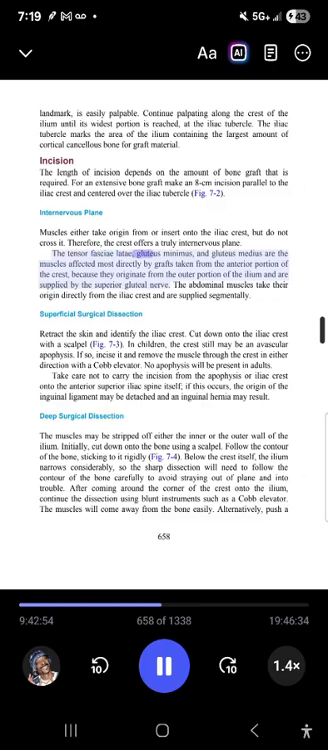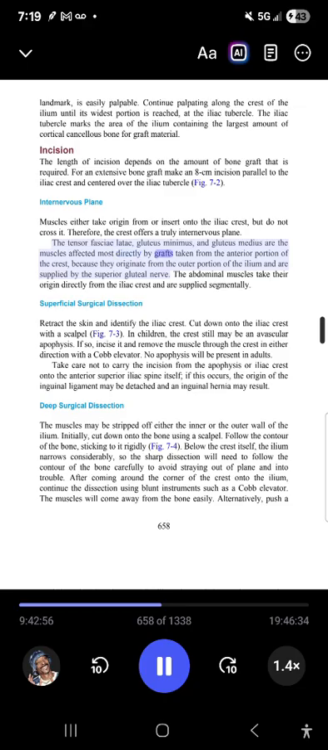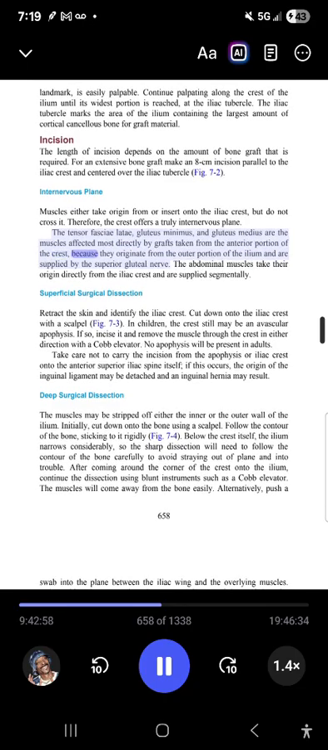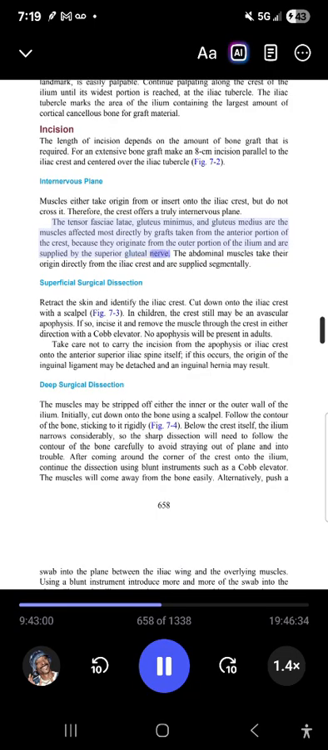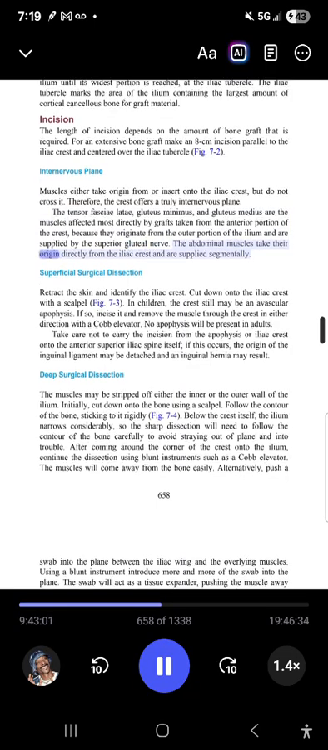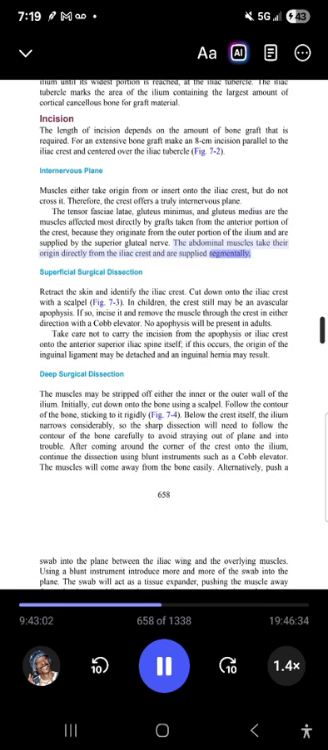The tensor fasciae latae, gluteus minimus, and gluteus medius are the muscles affected most directly by grafts taken from the anterior portion of the crest, because they originate from the outer portion of the ilium and are supplied by the superior gluteal nerve. The abdominal muscles take their origin directly from the iliac crest and are supplied segmentally.